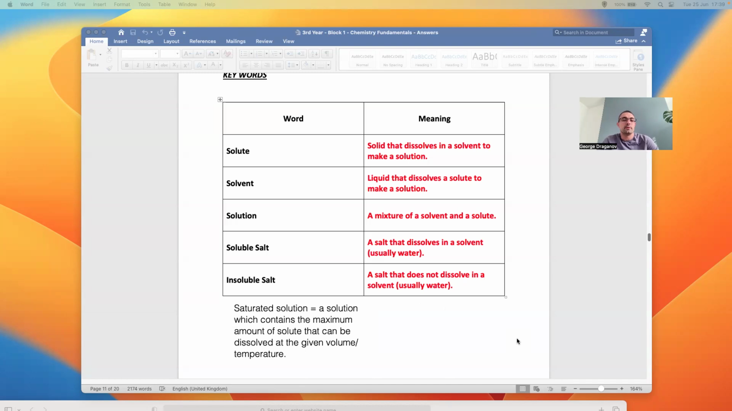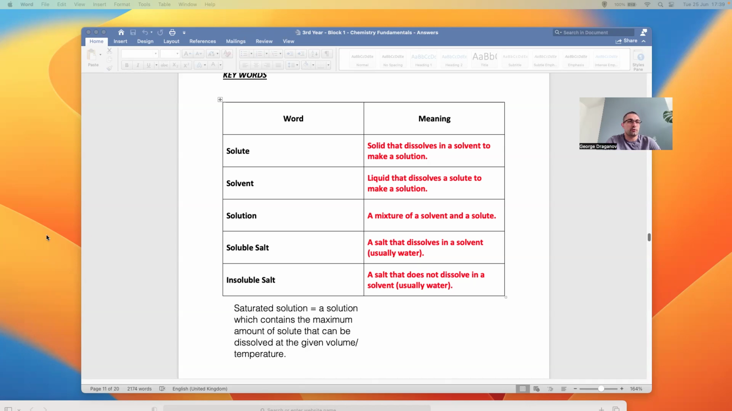That's because when you heat a liquid up, the particles vibrate more and move more, leaving more gaps between them, resulting in more being able to dissolve. Think about a hot cup of tea versus a cold cup of tea. The hot cup of tea would be able to dissolve more sugar than the cold cup of tea.